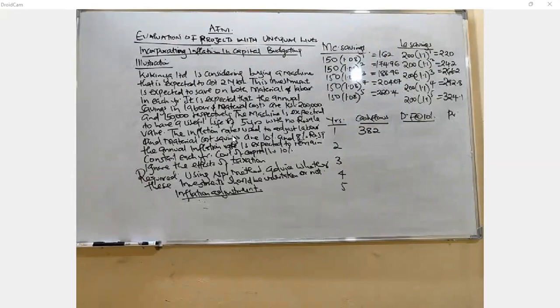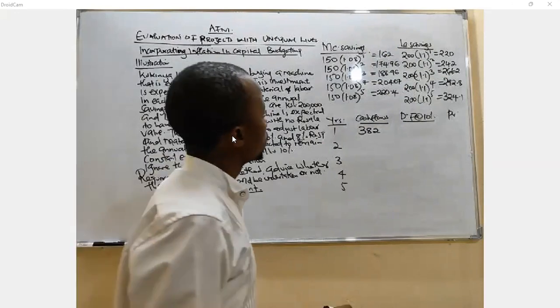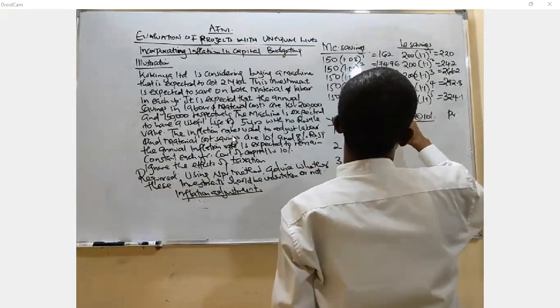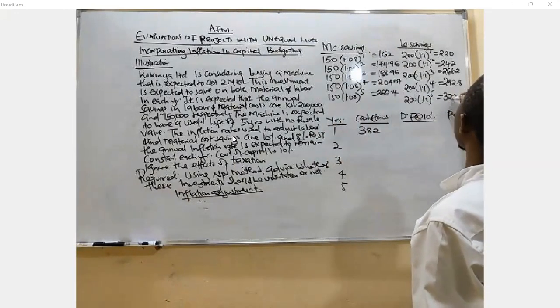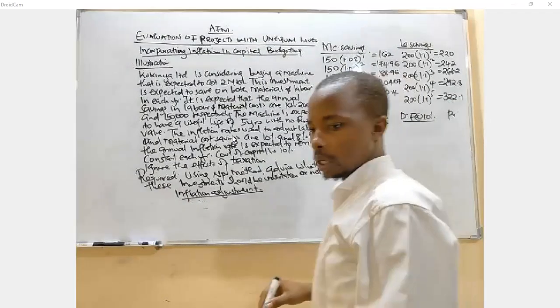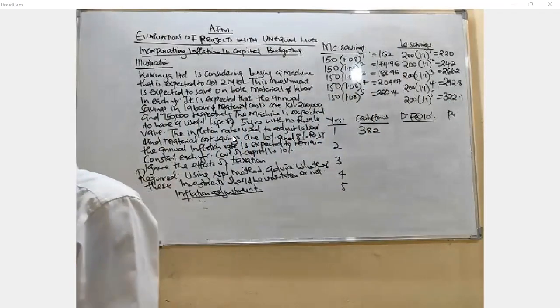Next. Teacher, labor cost savings. The last one, it's 322, not 324. The last one on labor cost savings. Thank you. Yes. So 382, the other one?